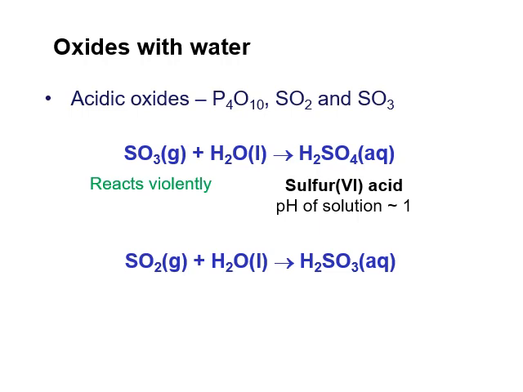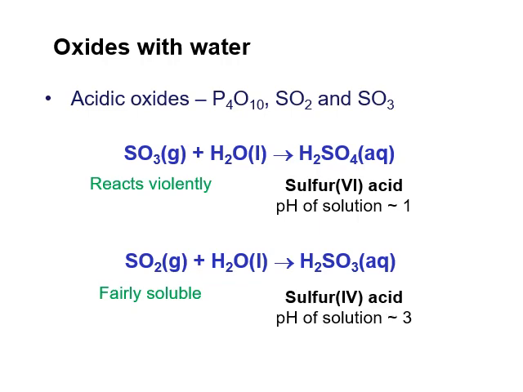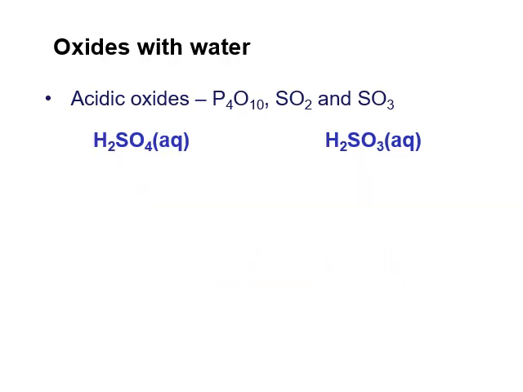If you've got SO2, you will make another version of sulfur acid where the sulfur is in a different oxidation state. Again, this SO2 is fairly soluble. It's not as violent as the first one. The pH of your solution is a little bit higher because that acid is a little bit weaker. So it's a weaker acid, so your pH is going to be higher. You're going to have less free H+.